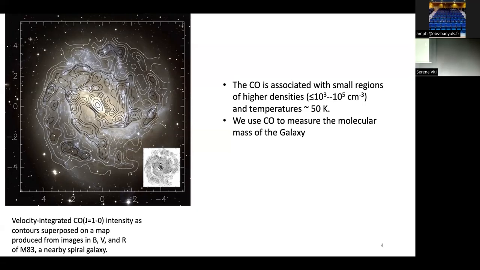It's not homogeneous, it's in blobs, again, as you can see. And so we use it a lot as a proxy for molecular hydrogen, and hence as a proxy to measure the mass of a galaxy. So if all you're interested in is measuring the mass of a galaxy, you could probably stop here with this lecture, because that's all you need to know. You can observe CO and you can get more or less the mass of a galaxy.